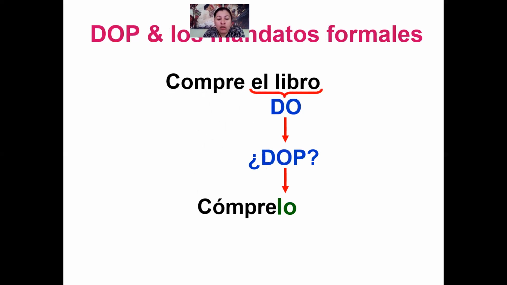Cómprelo. Do you notice that the extra piece that we had there is that, in the affirmative form, we have to attach the pronoun to the command? But then there is an accent mark that happens on the third syllable. You have to count, including the pronoun: 1, 2, and 3. Cómprelo, and you mark the accent.